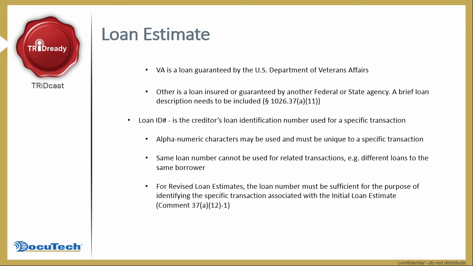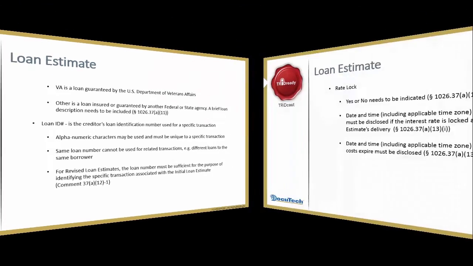You cannot use the same loan number for a series of related transactions. So if you've got different loans to a single borrower, you need to have a different loan ID. Once again, so that each loan estimate and closing disclosure can be tied to the specific transaction. Also remember that if you've got a revised loan estimate, the loan estimate has to be sufficient so that it can identify the specific transaction that's associated with the initial loan estimate that was given. The final section on this portion of the loan estimate is the section on rate lock, and Anne-Marie is going to go over that with us.